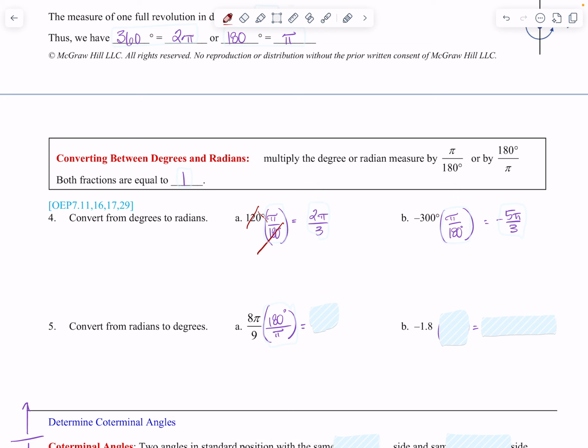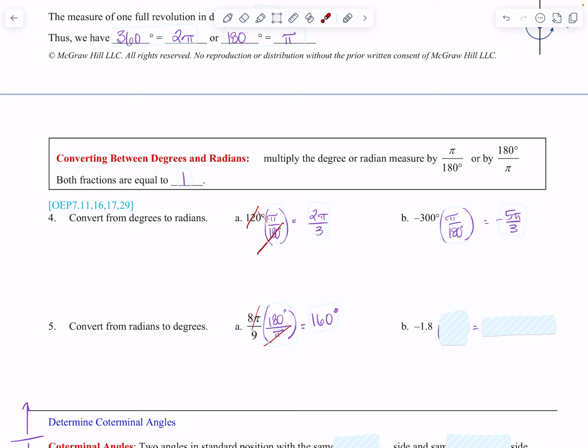Now, yes, it ends up that in this particular case, my pi's do cancel each other out. And then I'm just going to pull out my calculator and take 8 times 180 and divide by 9. When I do that, I'm going to get 160 degrees. And notice that my degree is the unit that is left over.